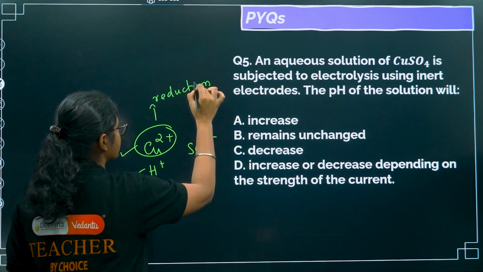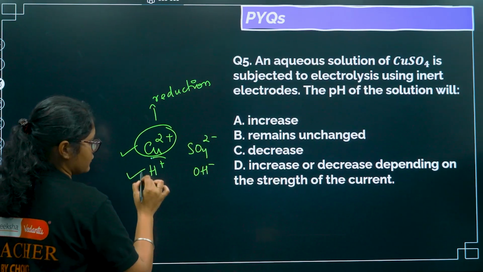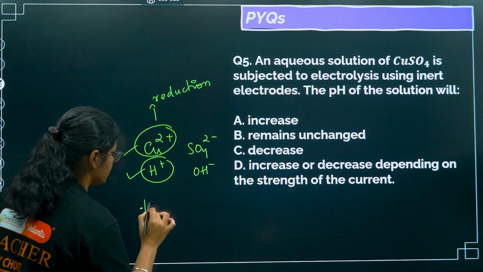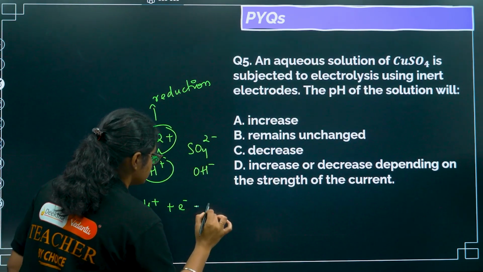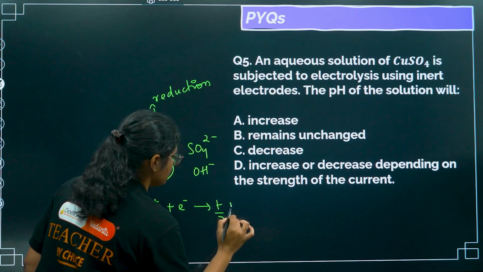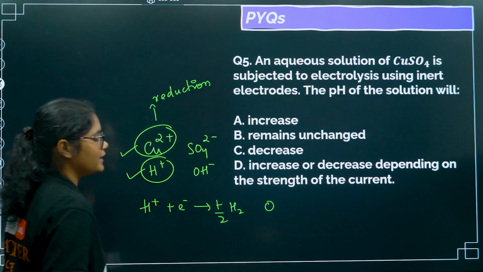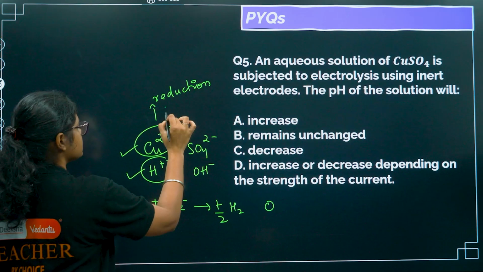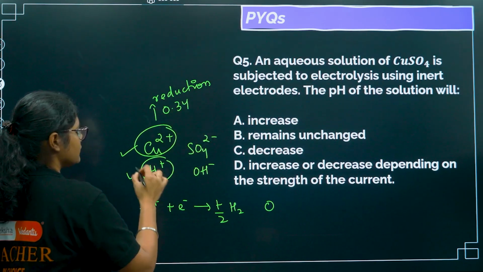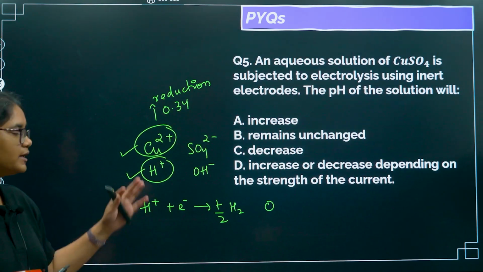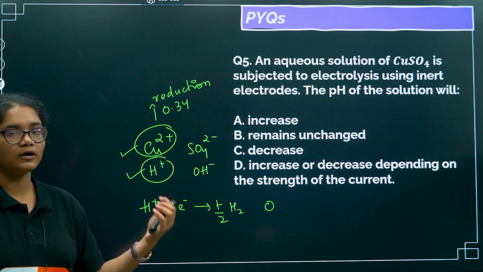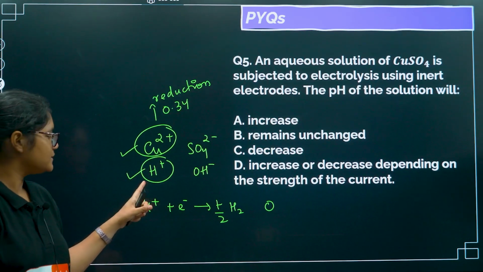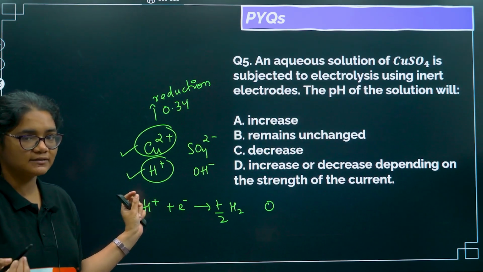Okay, in last class we have studied that for hydrogen electrode, reduction of hydrogen, this reduction potential is considered as 0. For copper the reduction potential is 0.34. So this is having higher reduction potential. So copper will undergo reduction. So that means what? H plus concentration will increase in the solution.